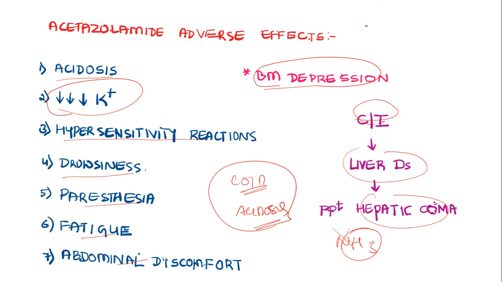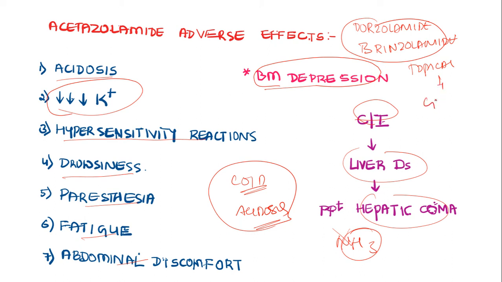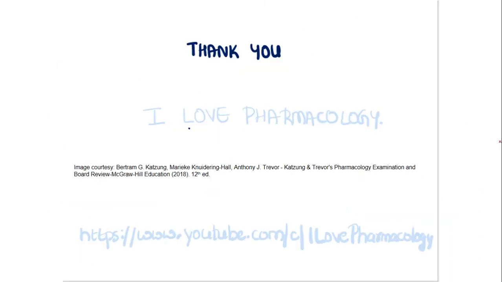Along with that, you should also remember two drugs, dorzolamide and brinzolamide. These are topical agents used in the treatment of glaucoma. And there are two other drugs which can be used systemically: metazolamide and dichlorphenamide. Thank you.